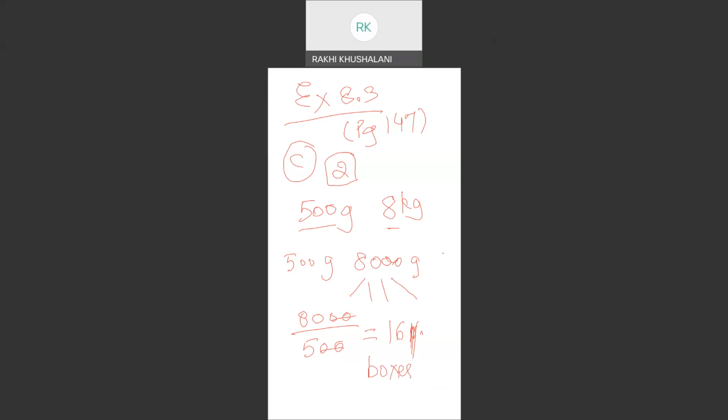Another question. Exercise 8.4C, solve the word problems. A doctor gives a cough syrup bottle to a patient. If the patient had to take 10 ml of the syrup every day, how much syrup did the patient consume in a week?